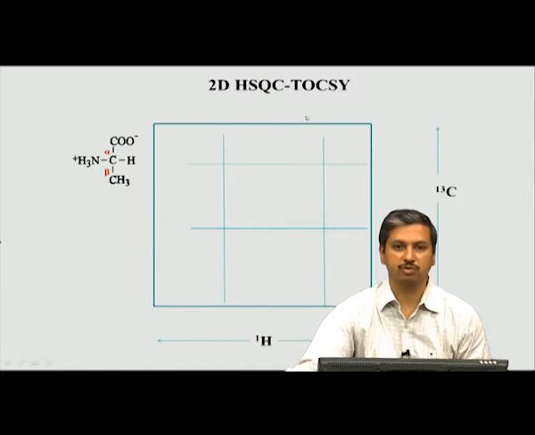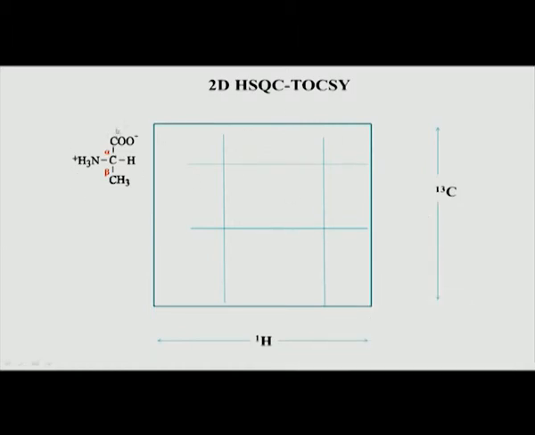So, the HSQC TOCSY works like this. On the left side you see the structure of a molecule, this is the amino acid alanine. Now, in alanine there are 2 protons. We will ignore the NH3 for the time being, we are only looking at carbon-proton pairs. This proton we call the alpha proton, and this proton we will call the beta proton.